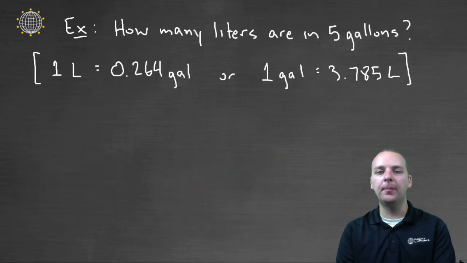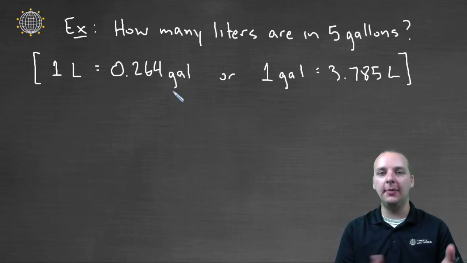Let's do one more. How many liters are in 5 gallons? And they give us 2 relationships. 1 liter is the same as 0.264 gallons. Those are the same. Or you could say 1 gallon is equivalent to 3.785 liters. So either one of these are okay.